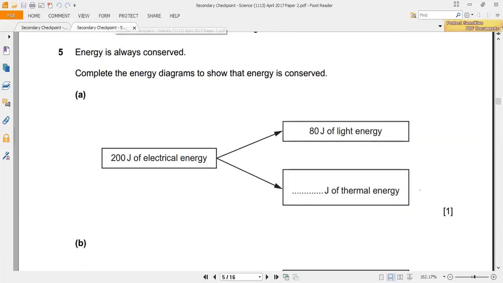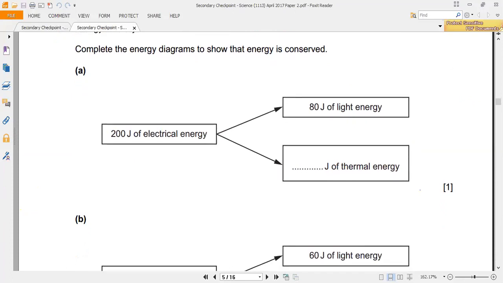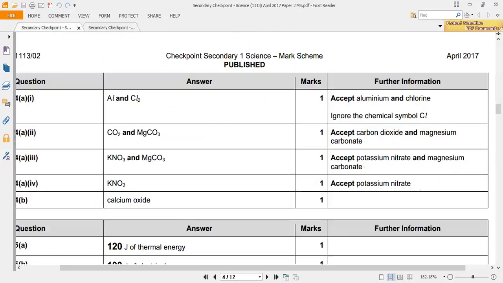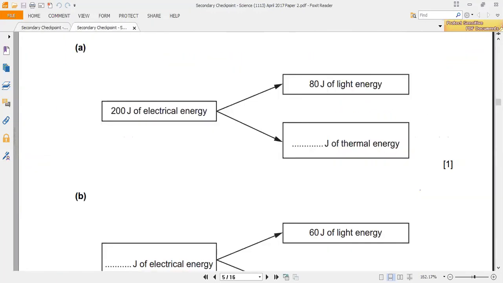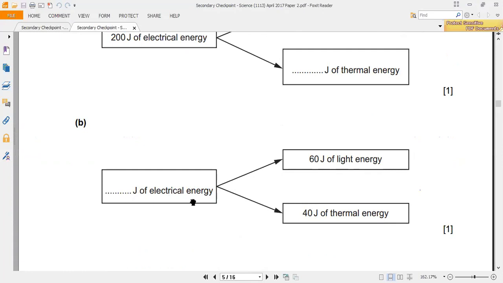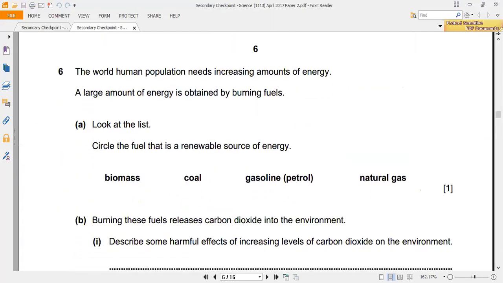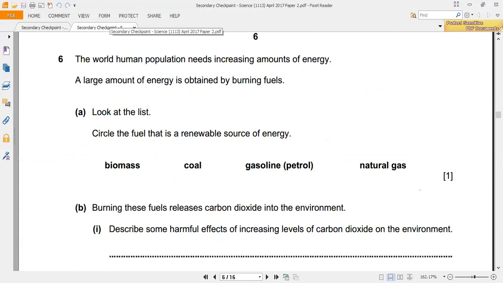Question number 5. Energy is always conserved. Complete the energy diagram to show that energy is conserved. Number A, it's out of 1. Here we have 200, 80 is for the light energy and the remaining for the thermal. How can we obtain this? We subtract 200 minus 80, which is 120. This is the answer. And number B. Here, the electrical energy will be the summation of 60 plus 40, so it will be 100 joule. Okay. Now, question number 6. The world human population needs increasing amounts of energy.